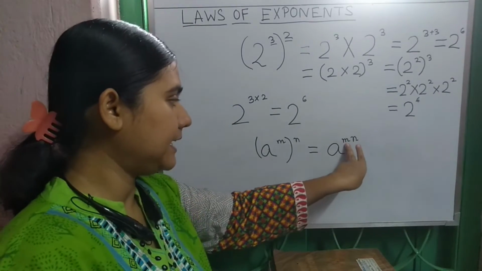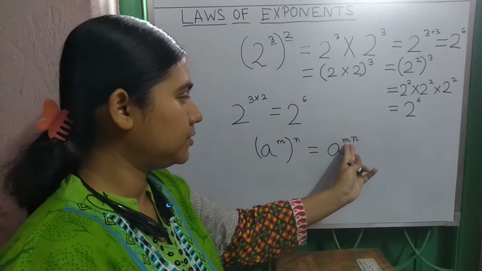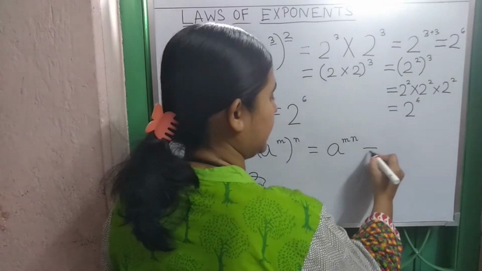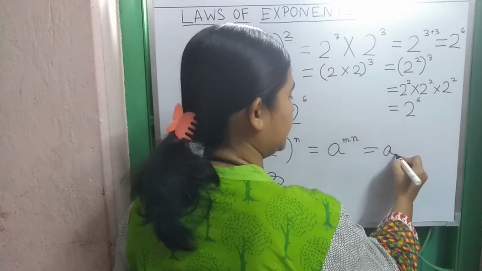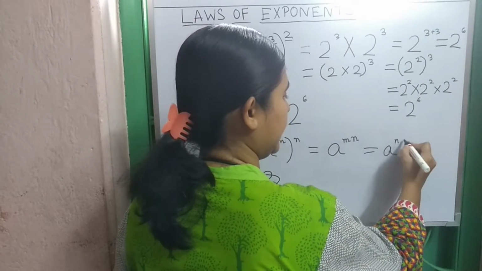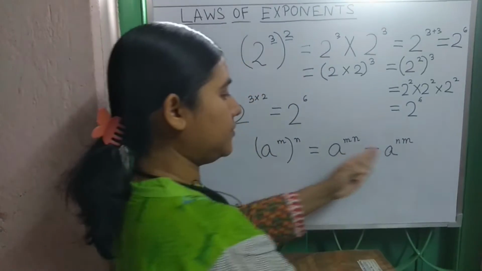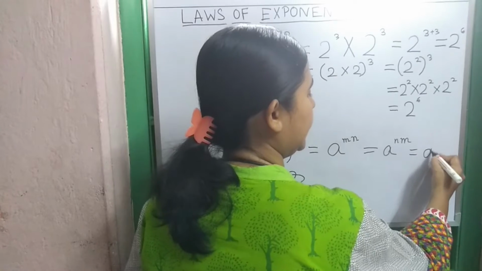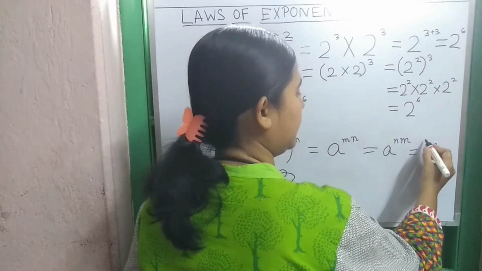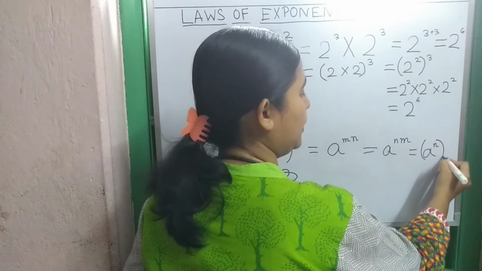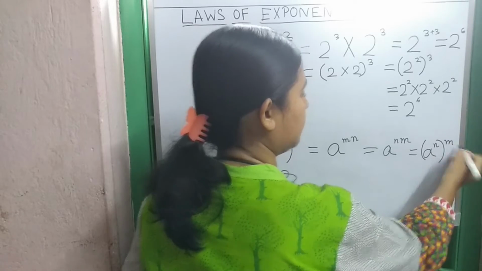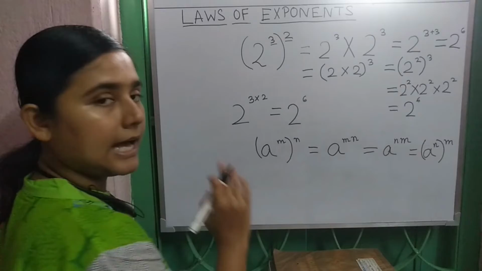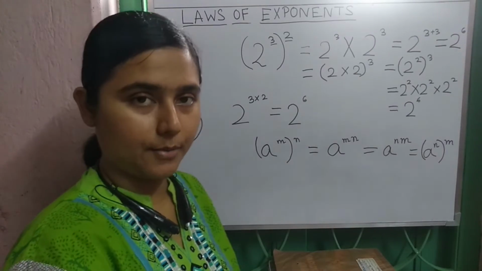And also we can interchange these 2. How can we interchange? We can write it as a to the power m, whole to the power n, and also we can convert this into a to the power n whole to the power m. So we can interchange these 2 numbers as per our requirement.